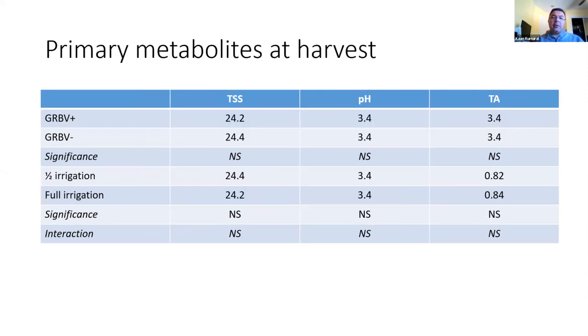We got even more encouraged with the primary metabolites at harvest. As you can see in this case, we're getting a good response from total soluble solids, both at half and full irrigation with red blotch positive and negative vines. Likewise in pH, likewise in titratable acidity. So we're able to coalesce the differences between red blotch positive and red blotch negative vines by irrigating them a little bit more.